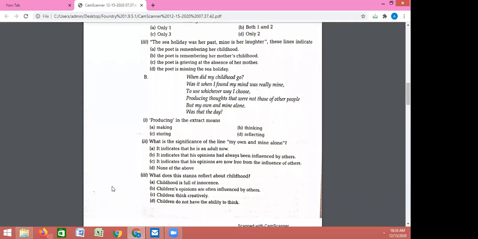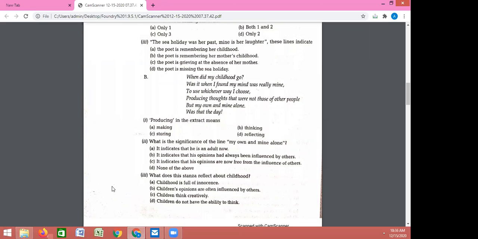What does the stanza reflect about childhood? Look at the question number 3. If we look at question number 3, we will have to look at the things in a very different way. So different ways you will have to look at. What does this stanza reflect about childhood? ये stanza क्या highlight करता है childhood की, कौन सी pick देता है?